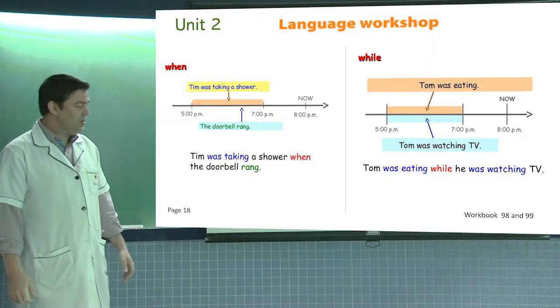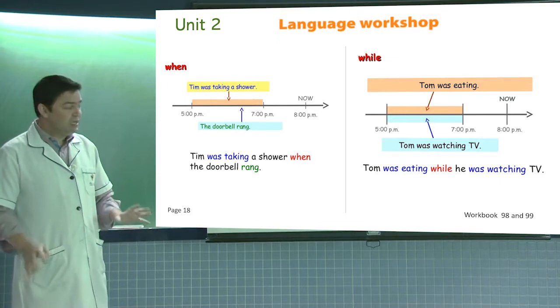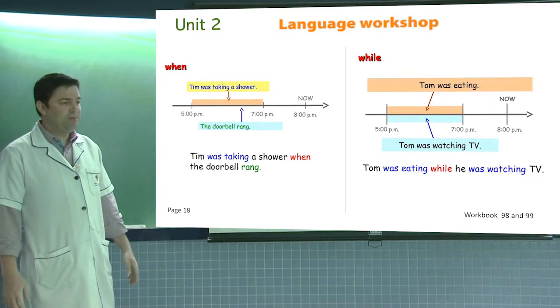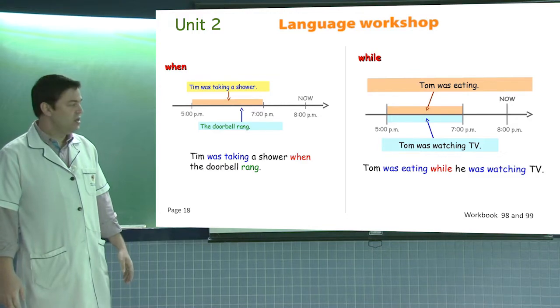Okay, guys, we are going to learn now two words that we can use with the past actions, which is when and while.